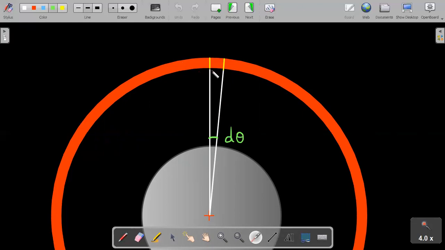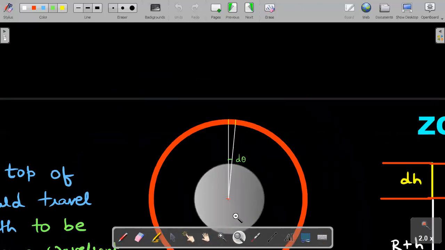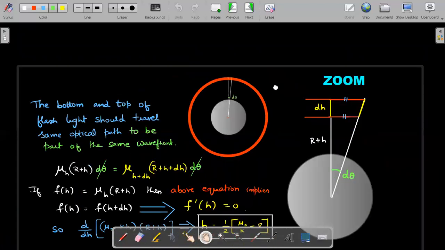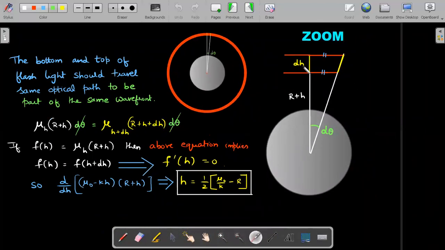So just concentrate on the bottommost point traveling this arc distance and the topmost point traveling this arc distance. In order to call themselves a wavefront, even though they are going to travel slightly different geometrical paths, they should travel the same optical path. Okay, so this particular part of the diagram, I'll zoom and draw it for your understanding. So imagine I zoomed that out. Can you see this one? The top point of that flashlight and the bottom point of that flashlight, right? Separated by how much distance I said? dh, okay? And this distance from the center should be R plus h because altitude is h, the radius is given as R.